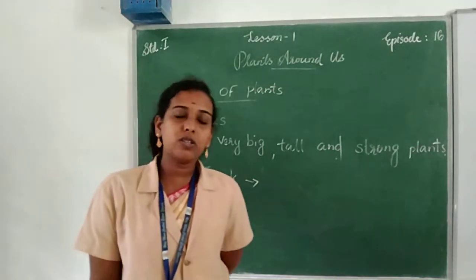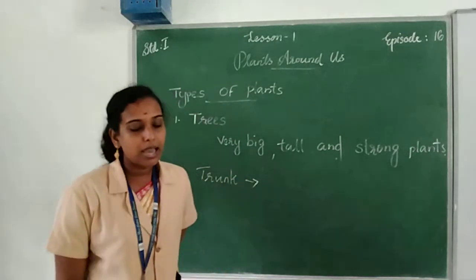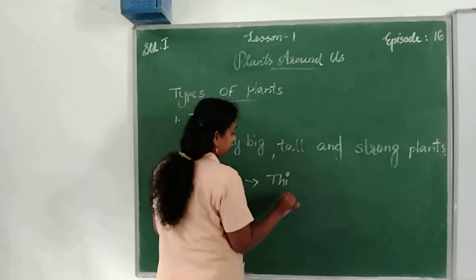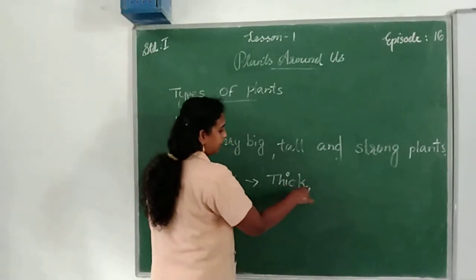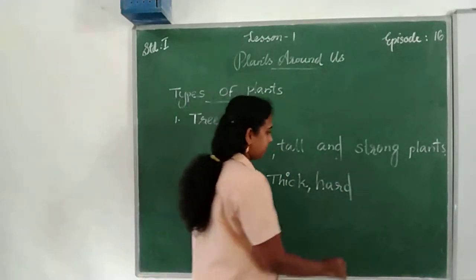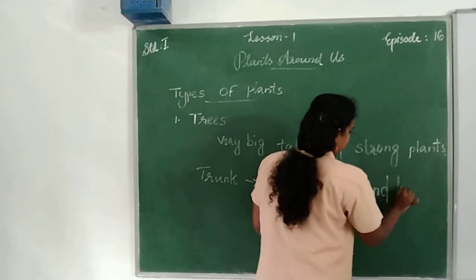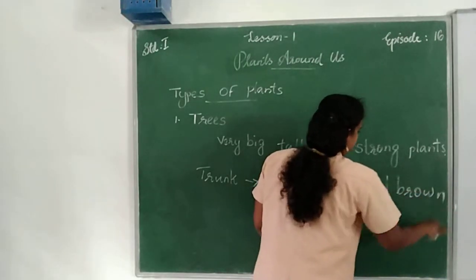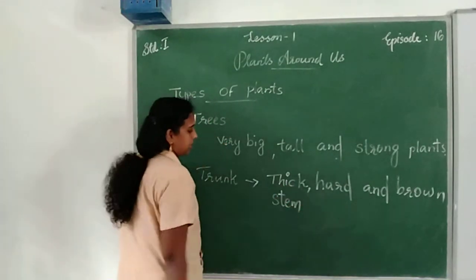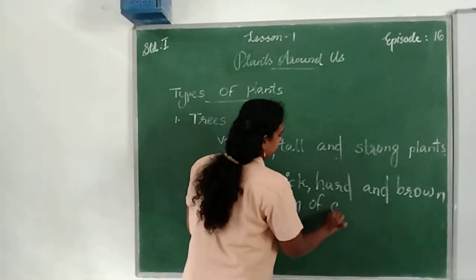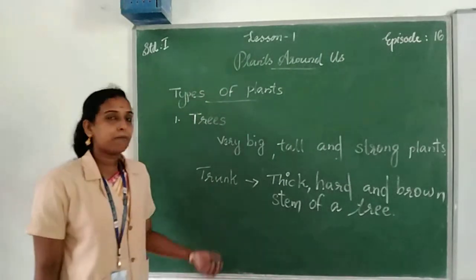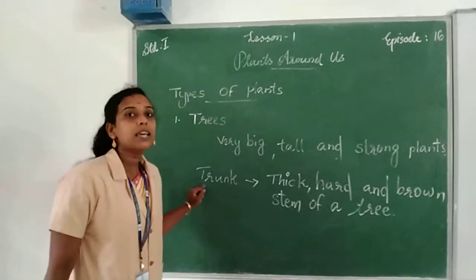T-R-U-N-K, trunk. What do you mean by trunk? The thick, hard and brown stem of a tree. Thick, T-H-I-C-K, thick; hard, H-A-R-D, hard; and brown, B-R-O-W-N, brown; stem of a tree, S-T-E-M, stem. So the thick, hard and brown stem of a tree is called its trunk.